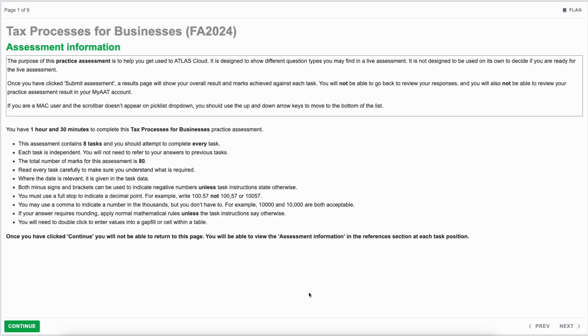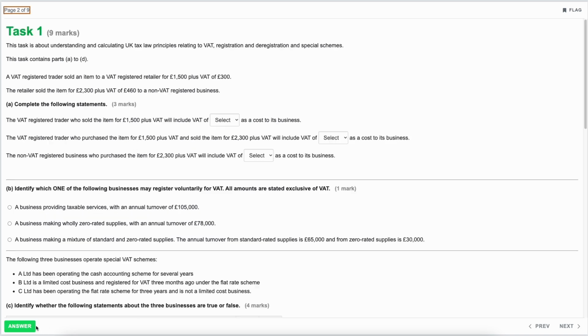Right then, so for the tax process for business exam, you'll have 1 hour 30 minutes to complete 8 tasks and there are 80 marks on offer. Okay, let's get straight into it then with task number 1.